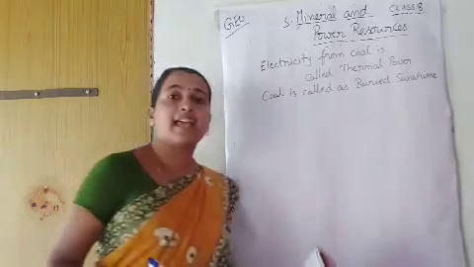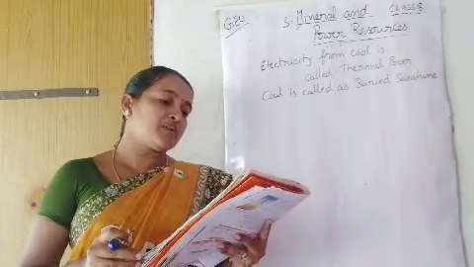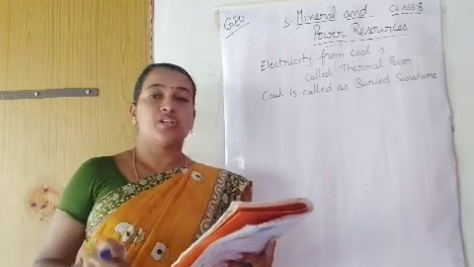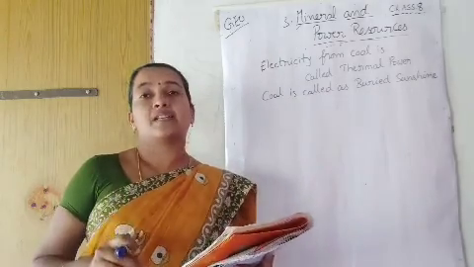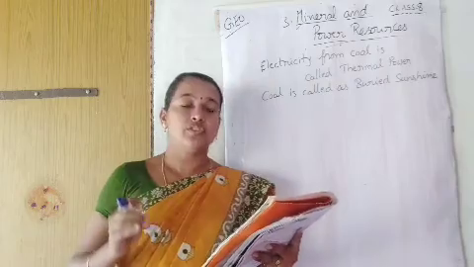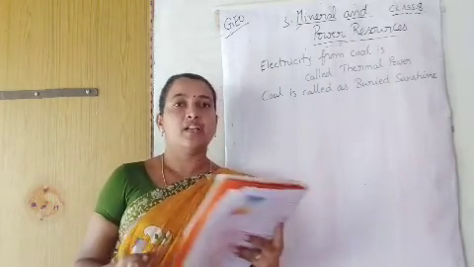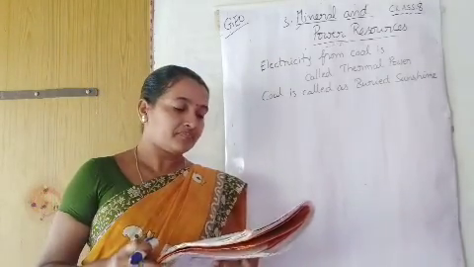Coal is called buried sunshine. The leading coal producers of the world are China, USA, Germany, Russia, South Africa and France. So these countries are producing this coal.